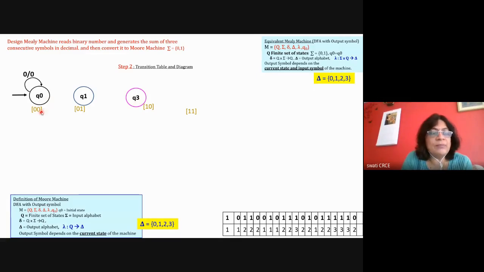Q0 is going to remember previous two symbols as 0, 0. Q1 is going to remember 0, 1. Q3 is going to remember 1, 0. And Q2 is going to remember 1, 1. Now suppose 0 is there. If 0 is there, the machine will remain in the same state. All zeros will produce zeros as output. Any number of 0, 0, 0, 0, the output is going to be 0. For 0 input in Q0, the output is 0 always.